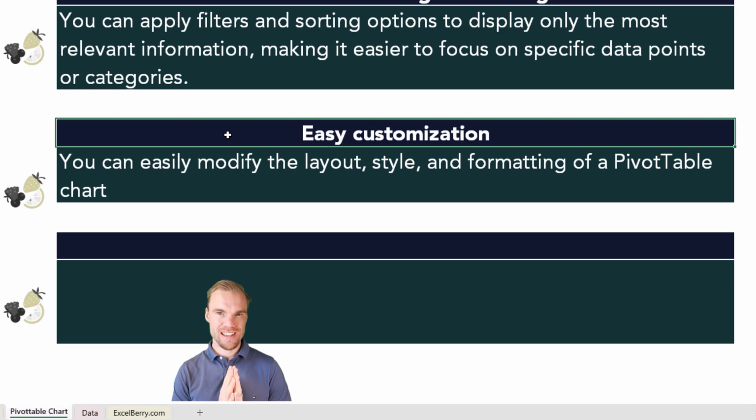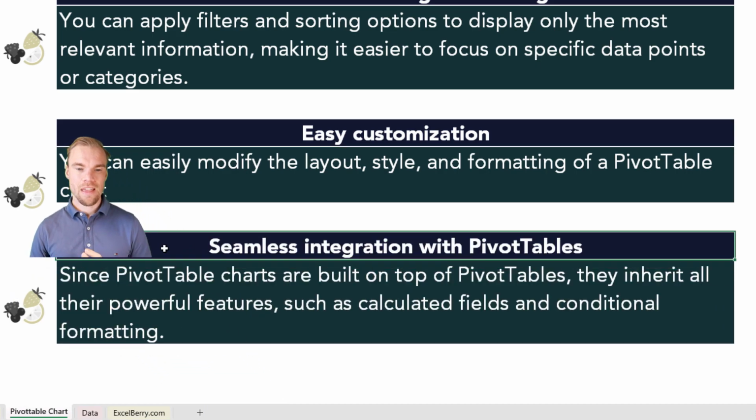Also, it's very easy to customize. You can easily modify the layout, the style, the format of a PivotTable chart. It's easier than a regular chart. And then we have a seamless integration with pivot tables. Since PivotTable charts are built on top of pivot tables, they inherit all of the powerful features of the pivot table, such as calculated fields. If you made a calculated field, that will also be integrated into the chart, and also the conditional formatting that you do. And that is why you should create a PivotTable chart instead of just a regular chart. Now let's make one.